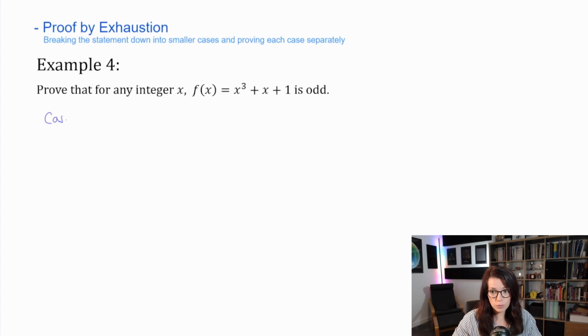for x. Case 1, x could be even. In case 2, x is odd. If we prove the statement for both of those cases, we will in fact prove that it's true for any integer x because any integer x is either going to be even or odd. Let's start with case 1.